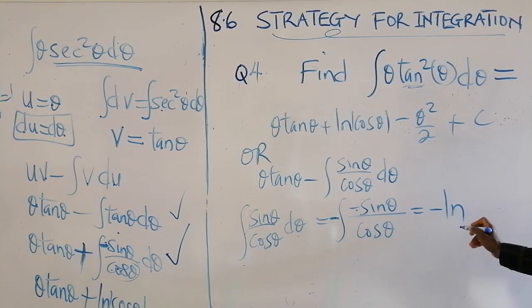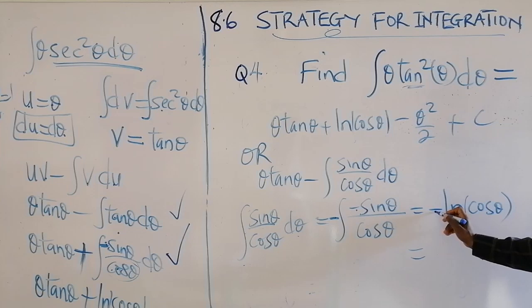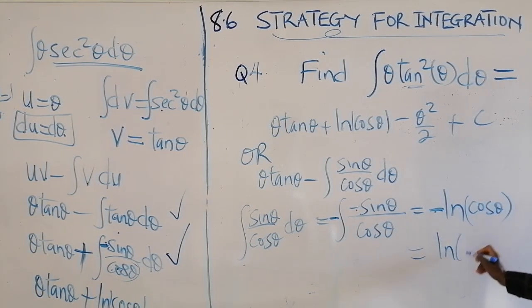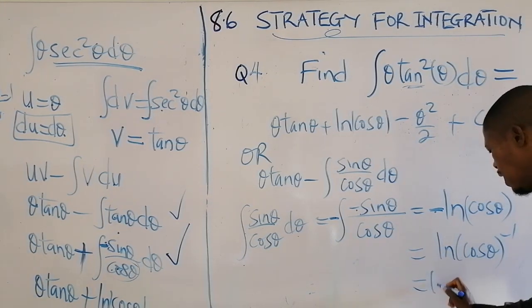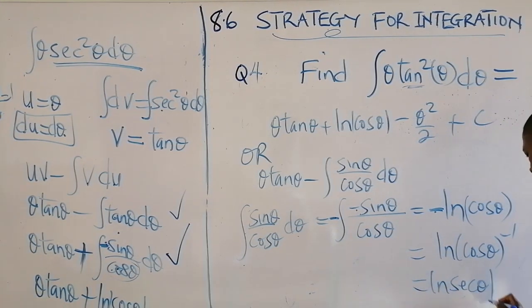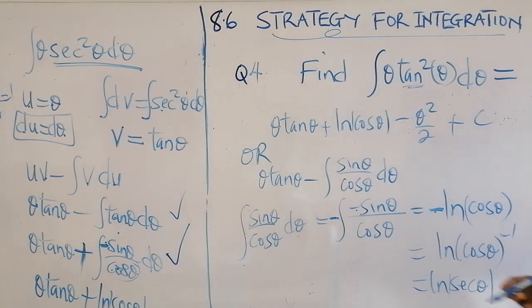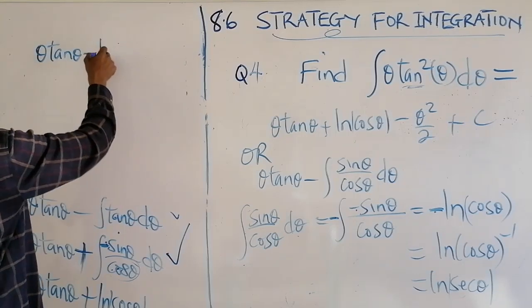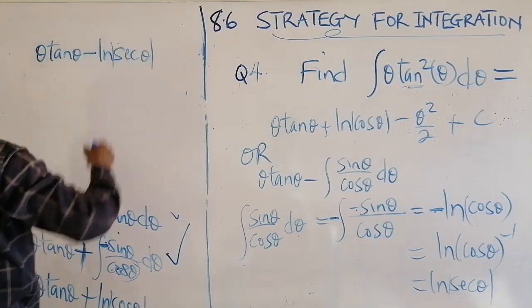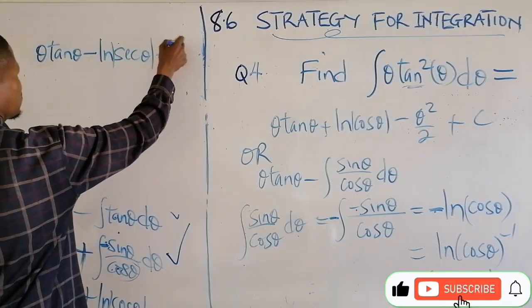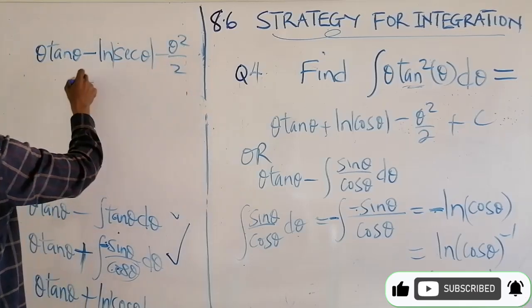That will be equal to minus ln cos theta. And if I return this minus back, according to the laws of logarithm, this will be ln of cos theta to power minus 1. That will be equal to ln sec theta, because 1 over cos is sec theta. So instead of having plus here, our answer will now become minus ln sec theta, and then minus theta squared over 2 plus c.